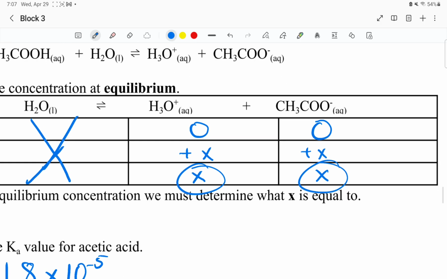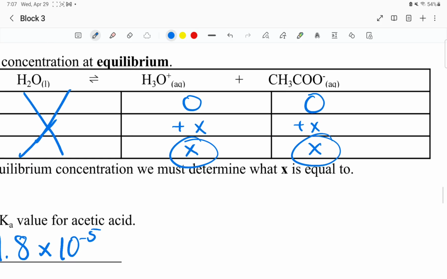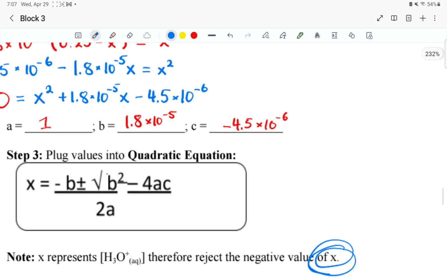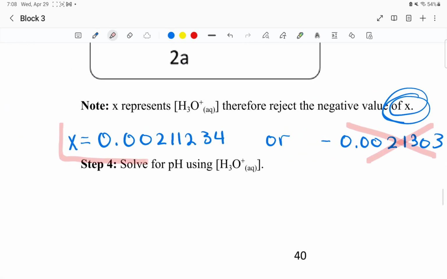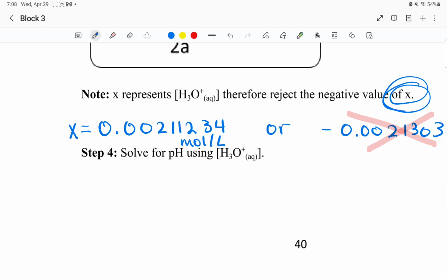So if we think about it as a concentration, can we really have a negative number? No, we can't. It has to be positive. So what that means is we reject this one, meaning this is going to be our x. And I should put in my units: mole per liter.